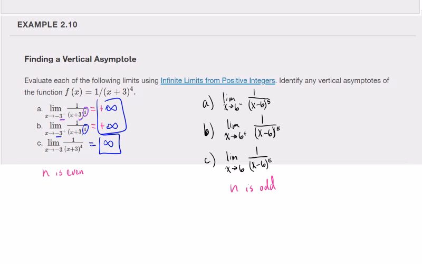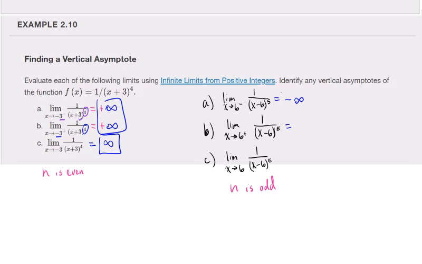So what's going to happen is if I approach from the left, if I put in numbers that are left of 6, like 5.9, 5.99, and so on, then I'm going to get numbers that are closer to 0, but they're going to be on the negative side, right? And so if I raise a negative to a fifth power, it's still going to be negative. So 1 divided by a negative is going to be negative, and those numbers are going to be large in absolute value, but they're going to go in the negative direction, right? So it'll approach negative infinity. Okay.